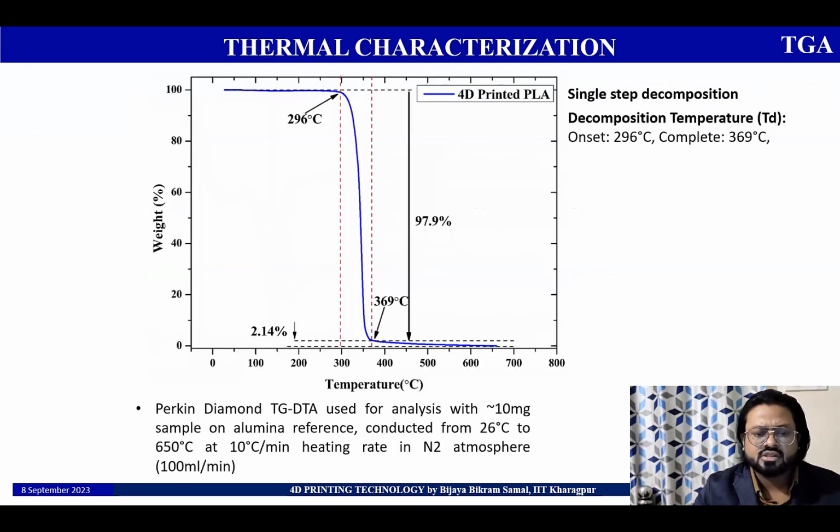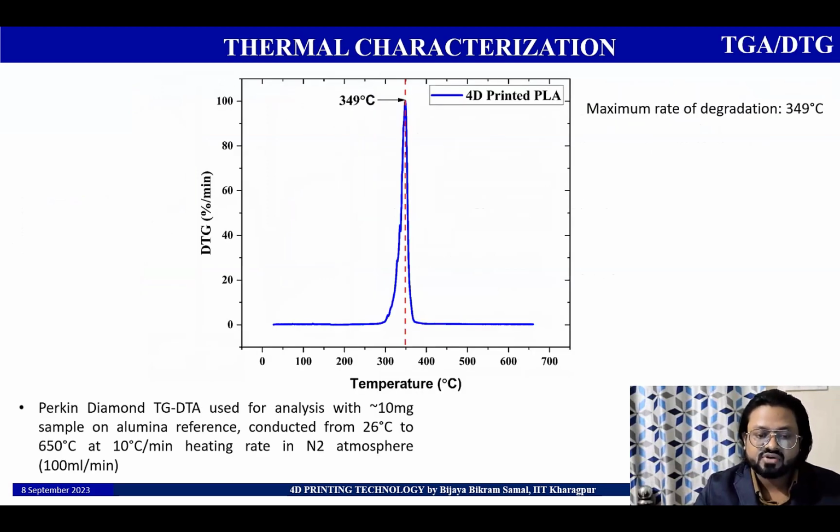Apart from that, we have also checked the thermal stability by using thermogravimetric analysis. So here we can see that there is a reduction of 97.9% weight from the temperature 296 to 369. So we can say that the degradation starts at around 296 degrees Celsius and ends at 369 degrees Celsius. Now to find out which temperature gives us the highest degradation rate, we have done the first derivative of thermogravimetric analysis, that is DTG. So here we have found that the maximum rate of degradation is around 349 degrees Celsius.